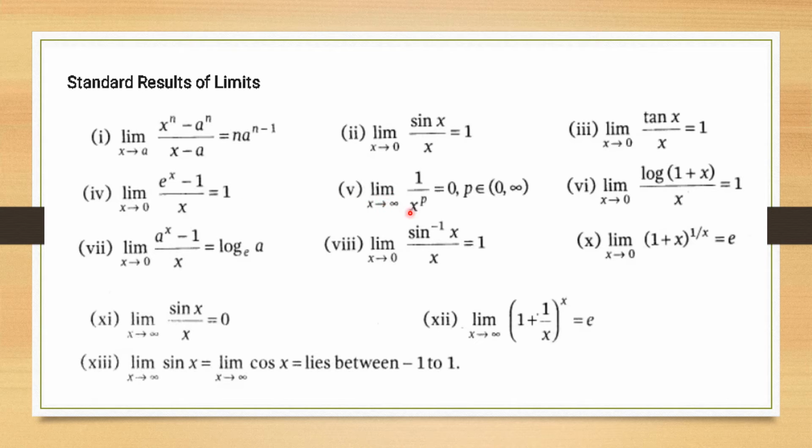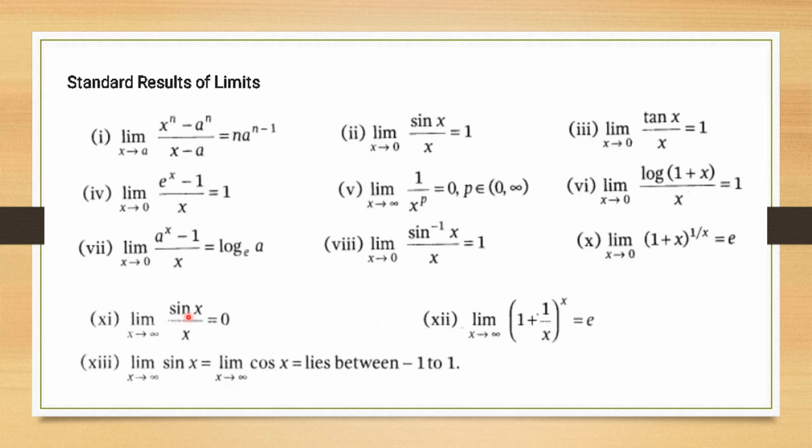Limit x approaches infinity, 1 upon x raised to power p: now you know 1 upon infinity is 0. Then this result, limit x approaches 0, log(1 plus x) upon x is 1. Limit x approaches 0, a^x minus 1 upon x, where a is a real number, is equal to log to the base e of a. Limit x approaches 0, sin inverse x upon x is 1. Limit x approaches 0, (1 plus x) raised to power 1 by x is e.